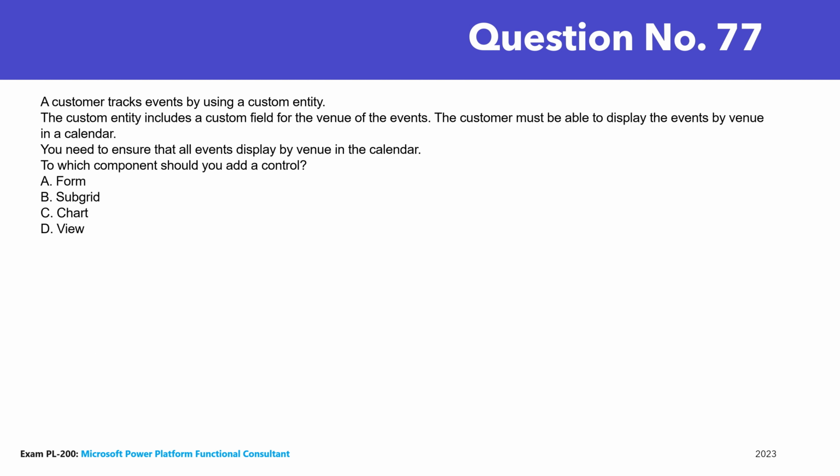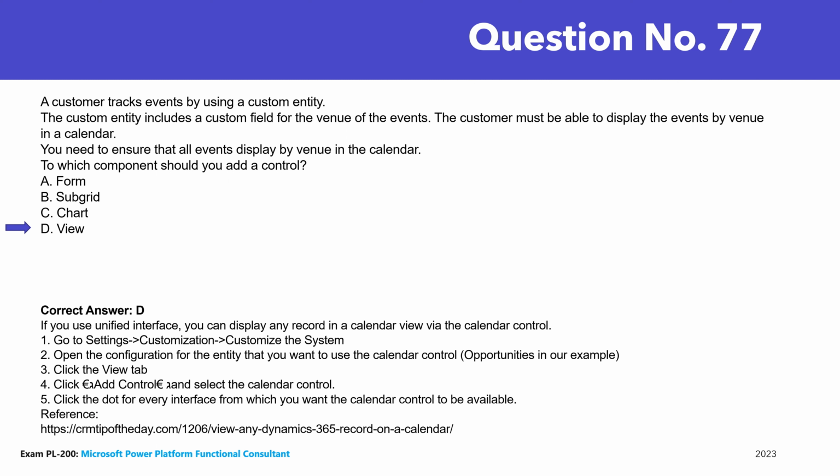A customer tracks events by using a custom entity. The custom entity includes a custom field for the venue of the events. The customer must be able to display the events by venue in a calendar. You need to ensure that all events display by venue in the calendar. To which component should you add a control? A. Form. B. Subgrid. C. Chart. D. View. Correct answer, D.